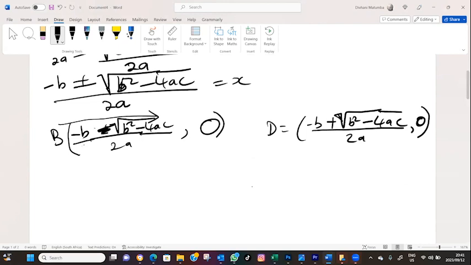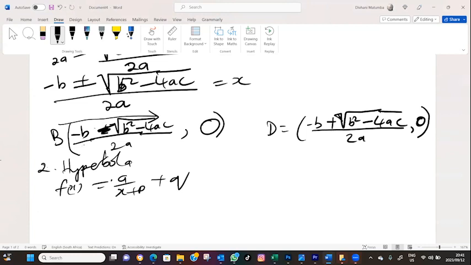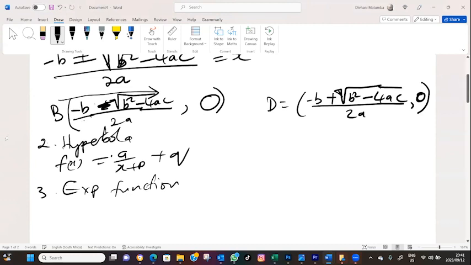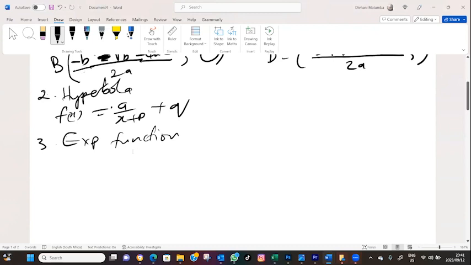Now moving right along, we have the hyperbola. And lastly, we have the exponential function. Exponential functions are given by ab to the power of x plus p plus q.